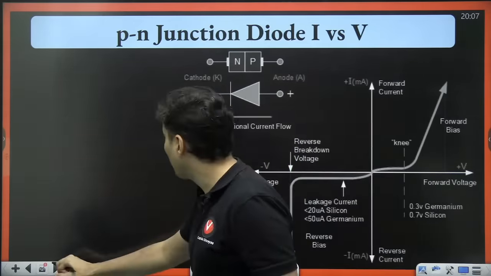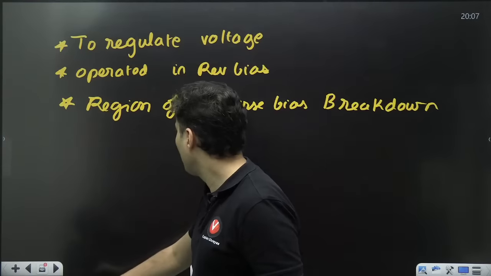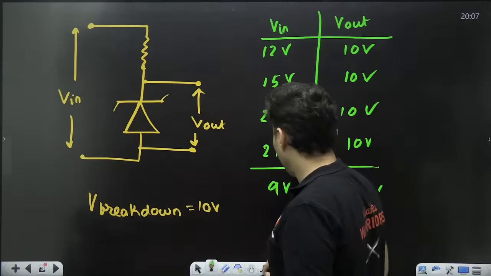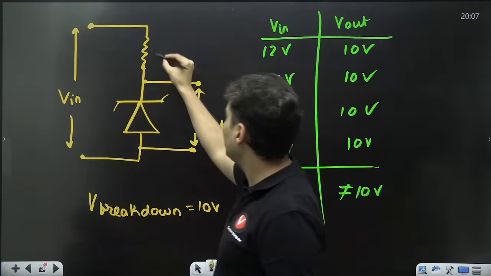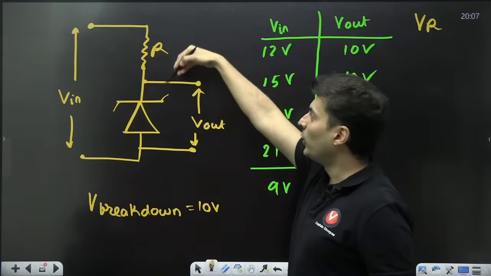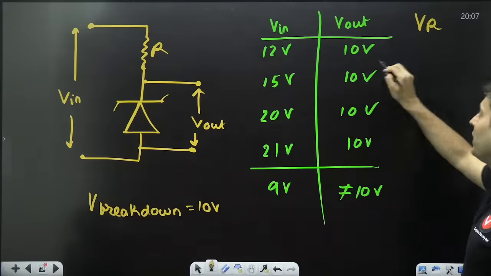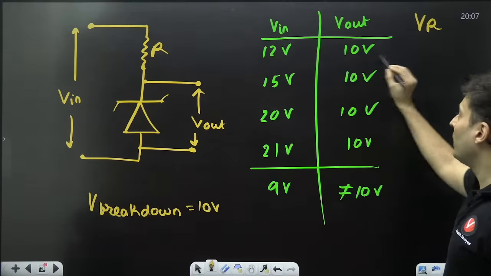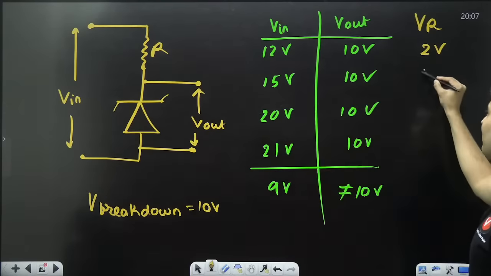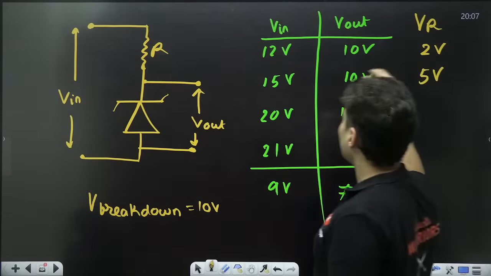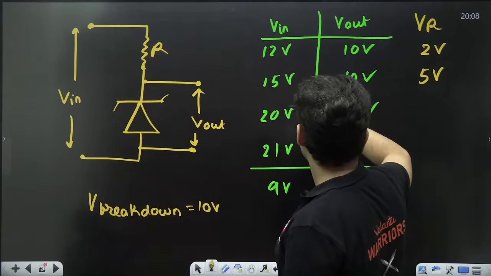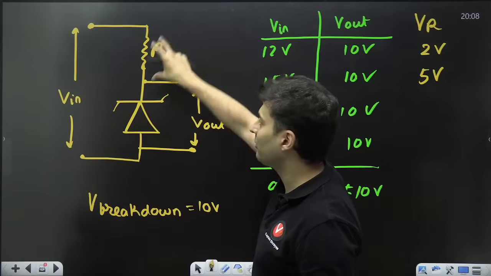So you might be wondering, sir, what happens to the remaining voltage? Well, if I write on the other side, the voltage across the resistance, the difference will be given over here. So 12 minus 10, 2 volts. You will get a 2 volt drop here. 15 minus 10, 5 volts drop here. So 10 plus 2, 10 volts here, 2 volts here, 12 together. 10 over here, 5 over here, together 15.